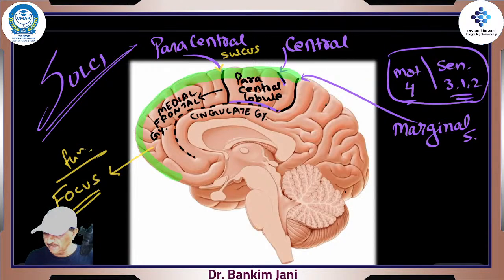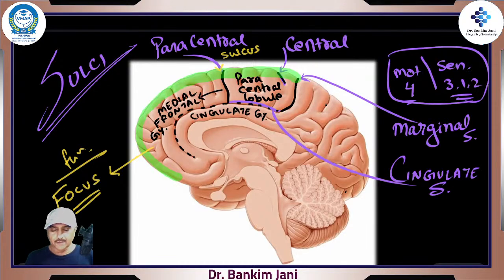You got the idea, right? This one is the cingulate sulcus. So the marginal sulcus proceeds further and gives the cingulate sulcus. Below the cingulate sulcus is the cingulate gyrus. Above the cingulate sulcus, there is the medial frontal gyrus. Right? Clear? Okay.